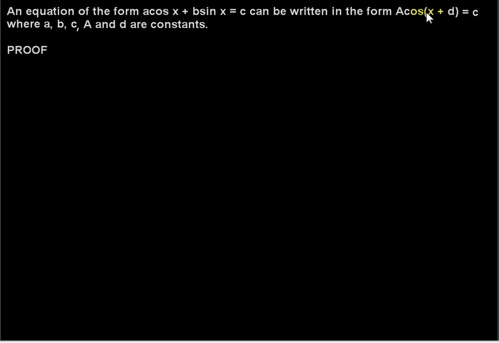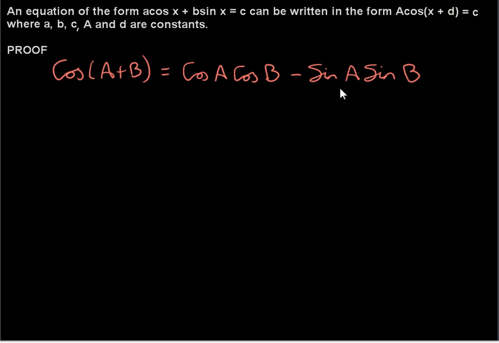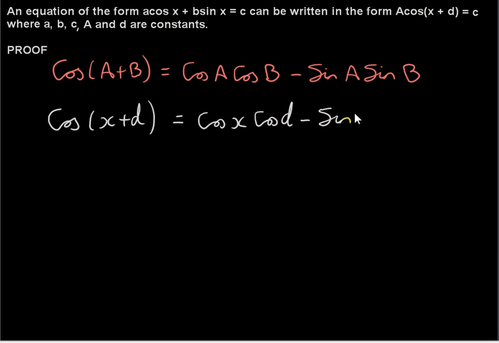To prove this, we look at cos of (x plus d) and we apply a compound angle identity. This is the identity that we will apply to cos of (x plus d). We just replace a with x and b with d. Now we want to multiply this by capital A, so we have a number in front of cos, so I can just stick a capital A in here.